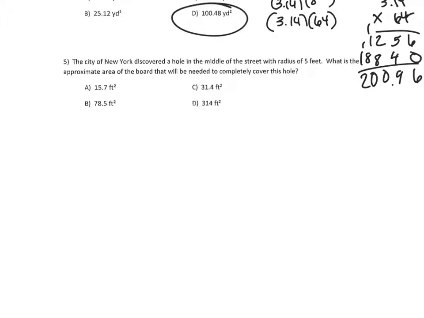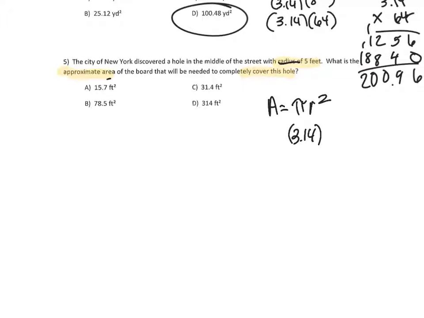Number 5, the city of New York discovered a hole in the middle of the street with a radius of 5 feet. What is the approximate area of the board that will be needed to completely cover this hole? So keywords, radius and area. So that means we're talking about a circle. Anytime you see the word radius or diameter, we're talking about a circle. So the formula for area of a circle is pi r squared.